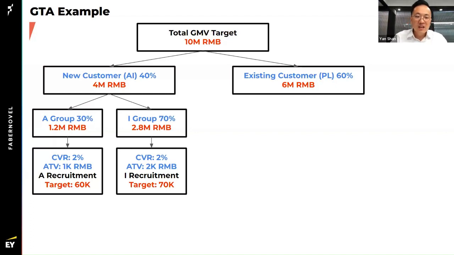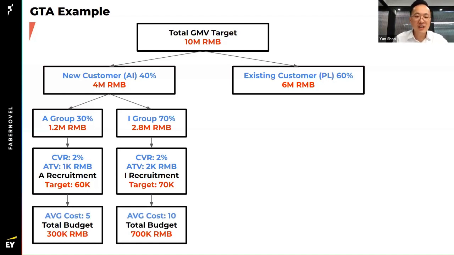So with this calculation, for the A group people, if we want to achieve a 1.2 million RMB sales target, we need to recruit 60,000 people in this pool. So this is the new recruitment target we need to have. And for the I people, we have a new recruitment target of 70K. Then if we know the average cost for the recruitment, let's say for the A people is 5 RMB per person, and for I people is 10 RMB per person, we have a total budget allocation for the A group of 300K RMB to achieve the 1.2 million RMB target. And for the I people it is 700K RMB to achieve the 2.8 million RMB target.